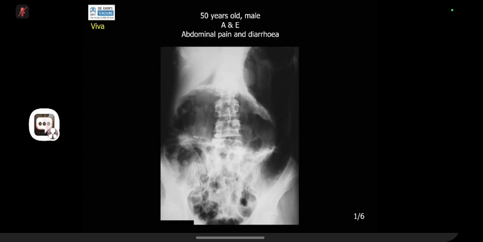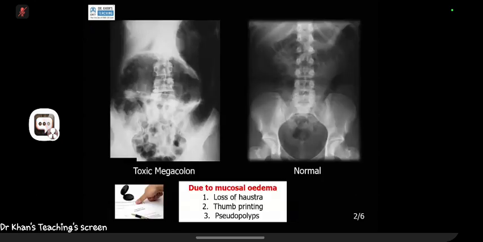Loss of haustra. Excellent. Diameter is more. Excellent. Let's take it further. Now, interestingly, on a plain film, can you imagine we are using the word mucosa on a plain film?